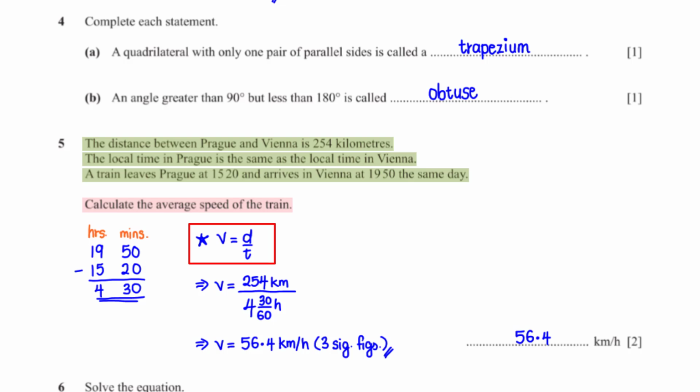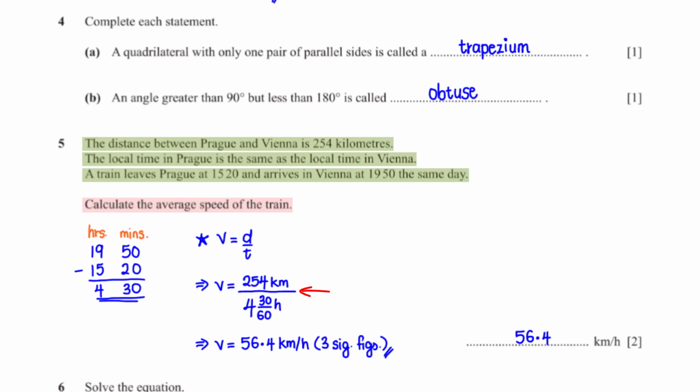To find the time duration, we subtract the departure time from the arrival time. The local time in both places is the same, so we do not need to worry about any time conversions. So we have 1950 minus 1520. Under the minutes column, 50 minus 20 is 30, and in the hour column, 19 minus 15 is 4. And so we know the time duration is 4 hours, 30 minutes.